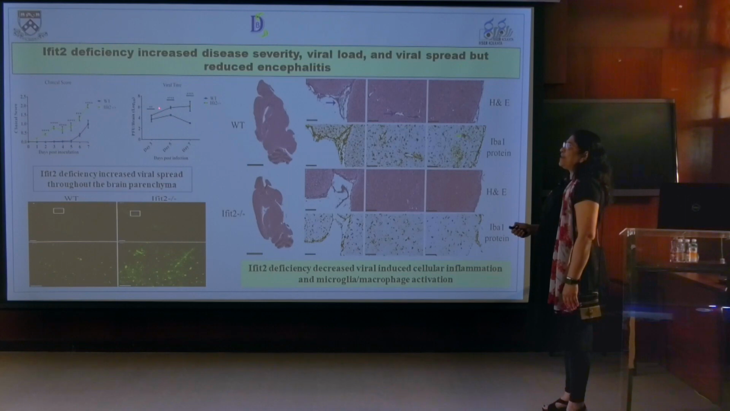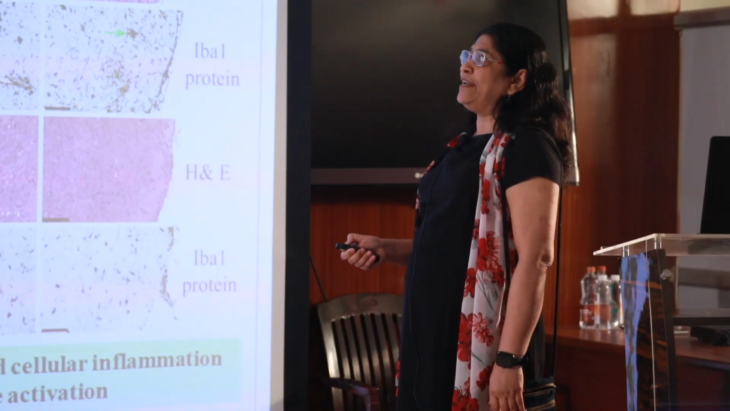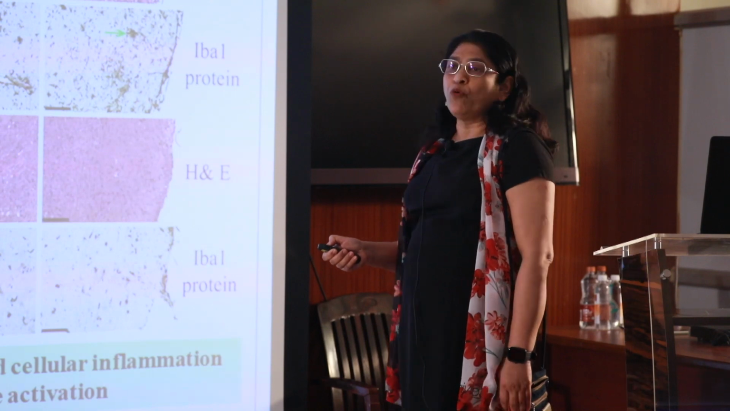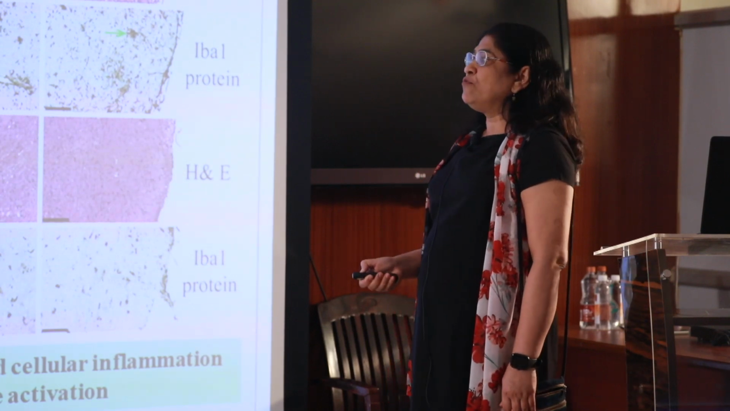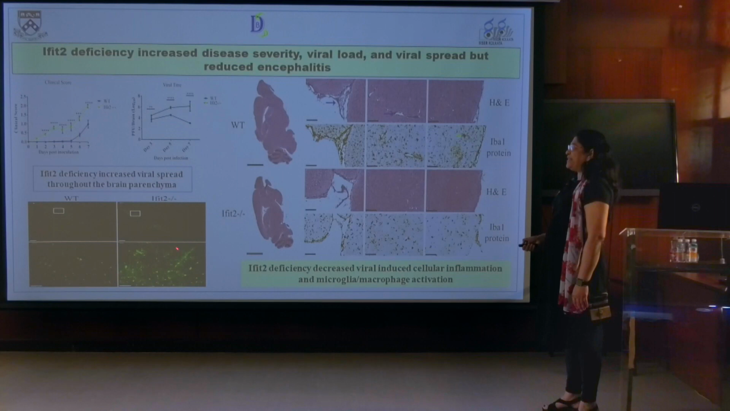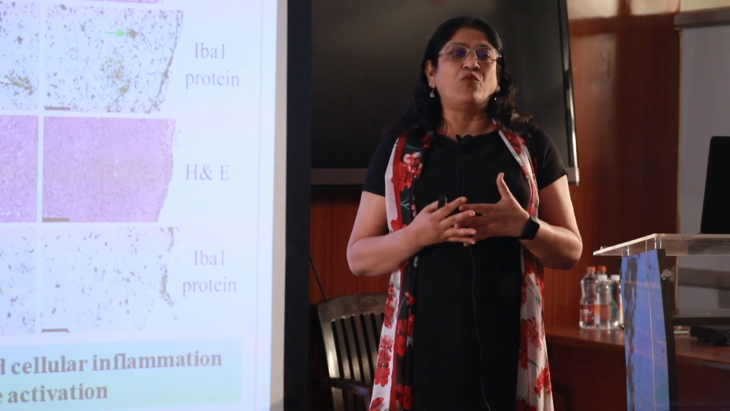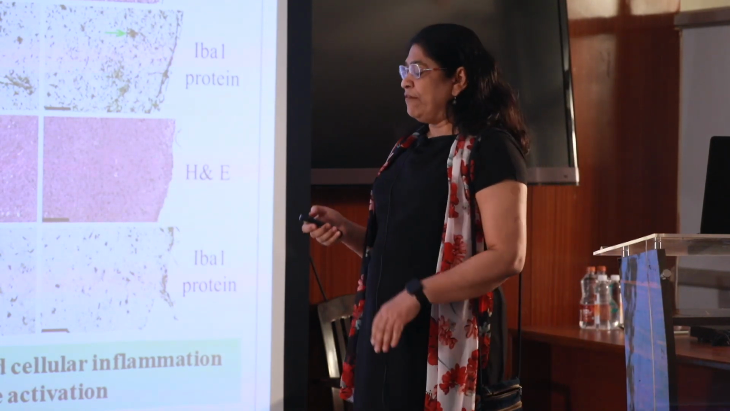We saw that a significant amount of viral titer is present on both day 5 and day 7 post infection. And as we used the EGFP tagged virus, by EGFP you can see the virus is propagating or spreading throughout the brain parenchyma much more compared to wild type mice. So at that point we thought the virus is replicating more, so we should get more inflammation.